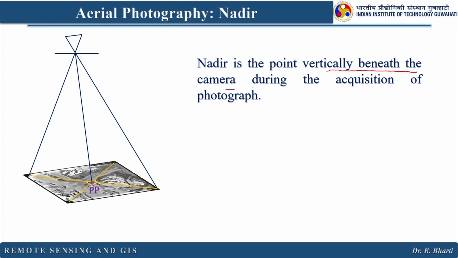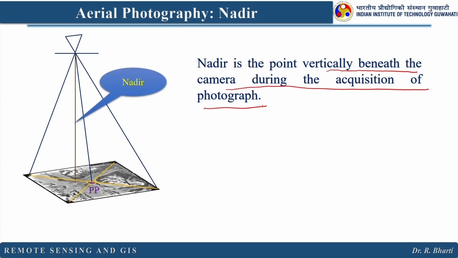So, in an oblique photograph, your principal point will be somewhere else. In a vertical photograph, your principal point will be somewhere else for the same area. So, they are definitely different points on your image. Nadir is the point vertically beneath the camera during the acquisition of photographs. And here, if you see, this is the nadir point. So, they are definitely different from each other.